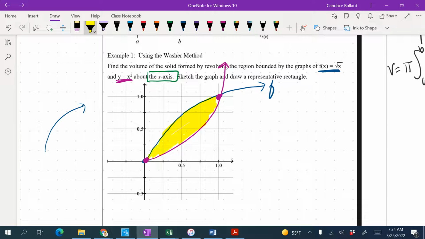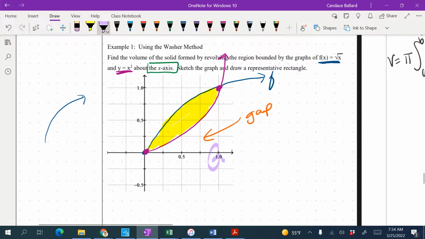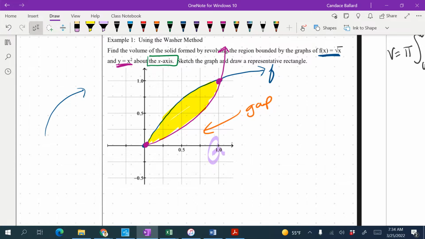We know that it's a washer because there is a gap. See the gap between our axis of revolution, because this is the axis of revolution, and the actual yellow area. It's only really touching in one point. So if it's touching in 1 point or less, then we know that we have a washer. So I know that the blue one is the function that is further away. If it helps you to highlight your axis of rotation, the blue is further away from the axis of rotation, so that's going to be my outer function. And the purply one is going to be my inner function.